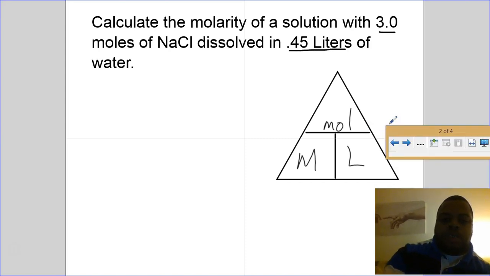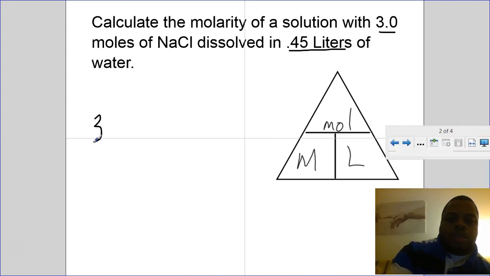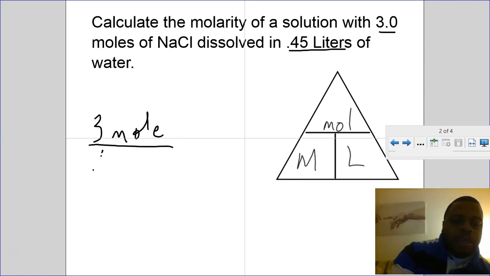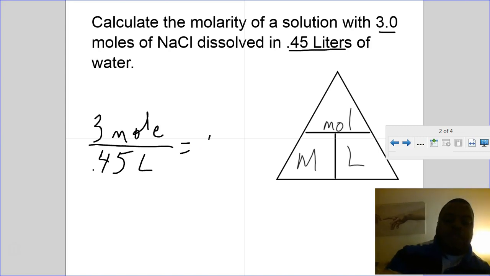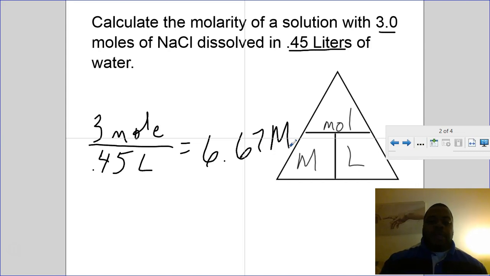Let's make sure it'll allow me to. So 3 moles is going to be equal to, set above, 0.45 liters. I'm going to take my calculator and go ahead and divide it out. Now I have a large number over a smaller number, so I should have a larger value. So 3 divided by 0.45, and I came out with 6.67 molar. So we calculated the molarity based on the fact that we have 3 moles of sodium chloride in half a liter of water, basically.